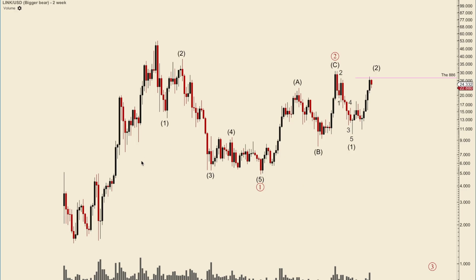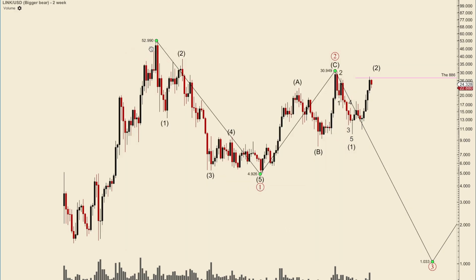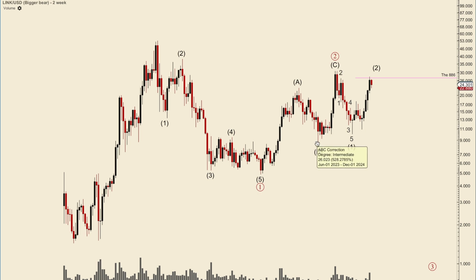So here we are counting this as the start of basically a bear market. So 1, 2, 3, 4, 5, an impulse, which is fine. And then we have a correction, A, B, C, a zigzag, because this counts well as a 1, 2, 3, 4, 5. But this, we just mentioned, looks a bit more three-wavy.